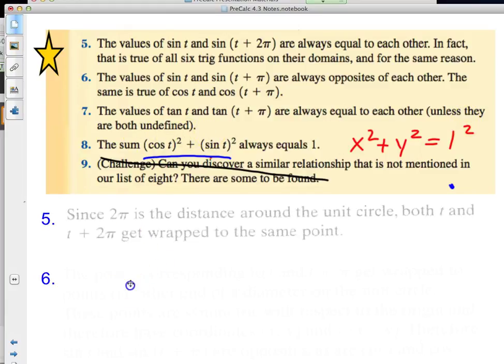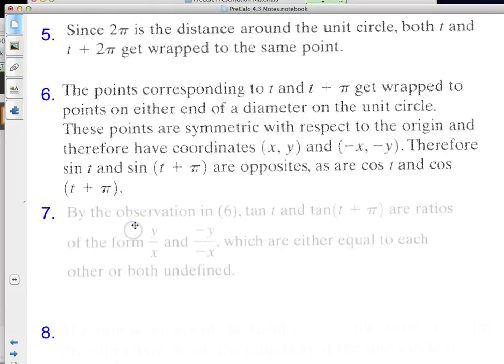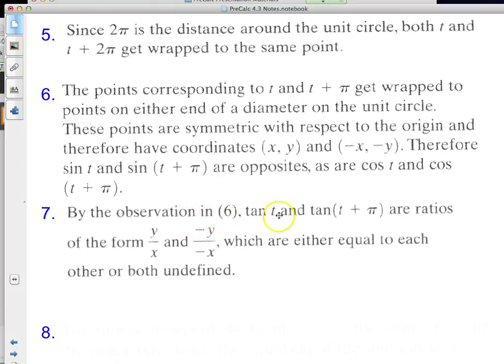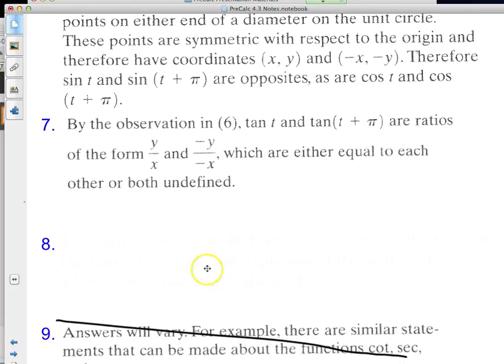Agreed. Okay, so that is here by the observation in 6, tangent t and tangent t plus pi are ratios of the form y over x and negative y over negative x, which are either equal to each other or both undefined.